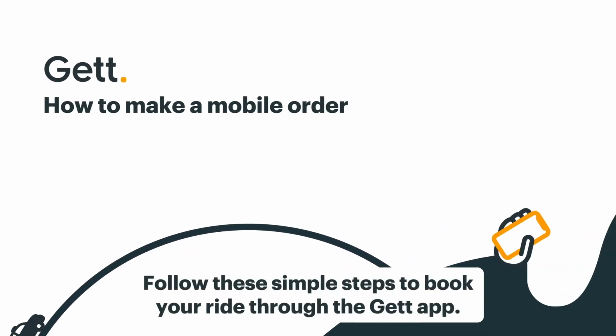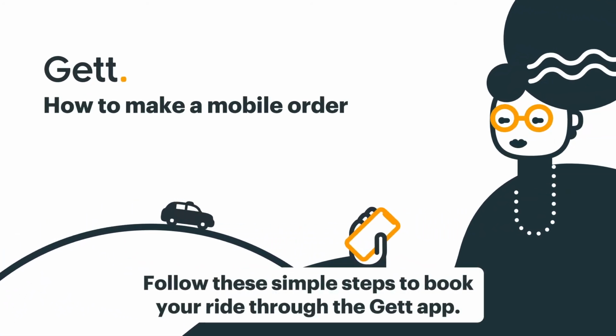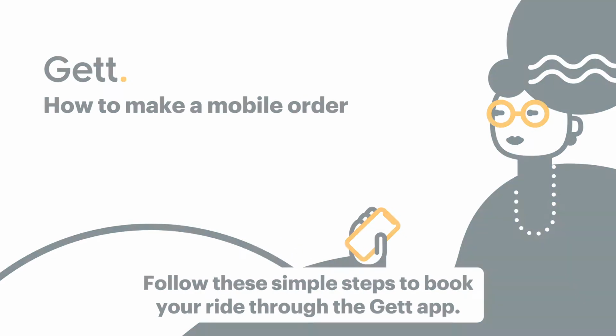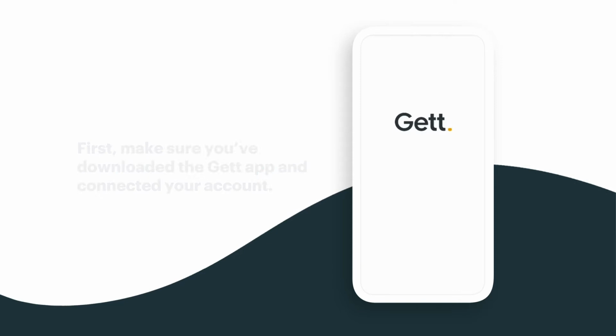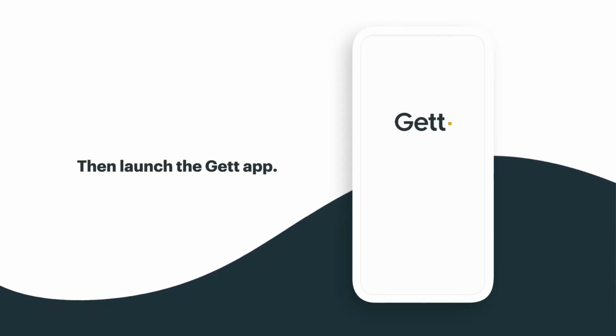Welcome to Get. Follow these simple steps to book your ride through the Get app. First, make sure you've downloaded the Get app and connected your account. Then launch the Get app.